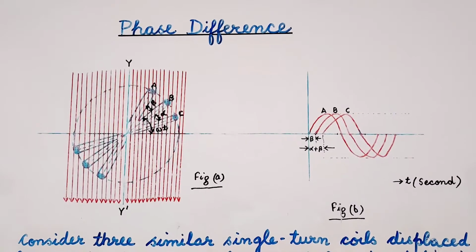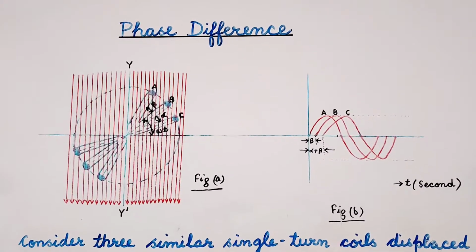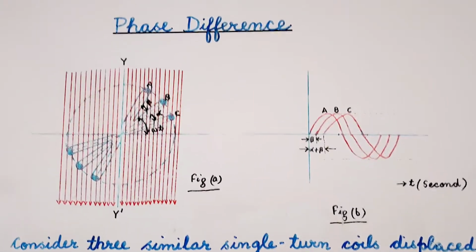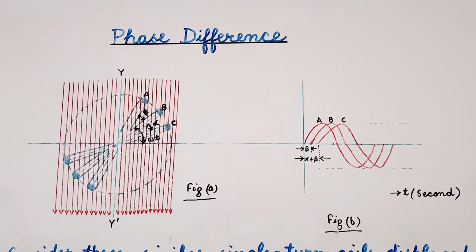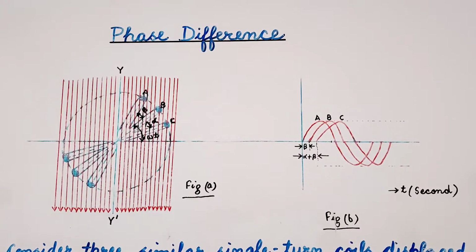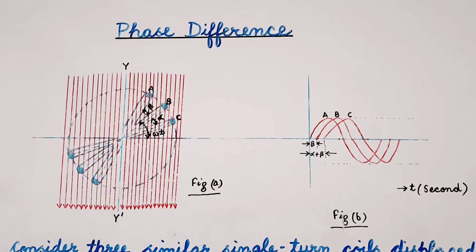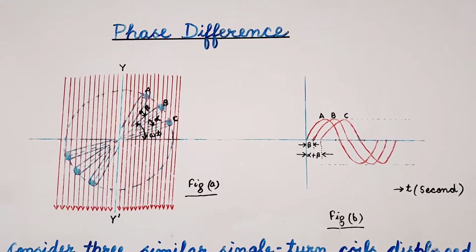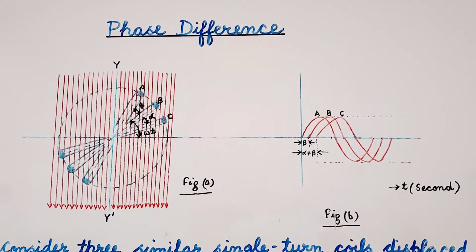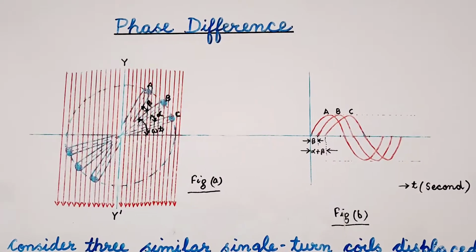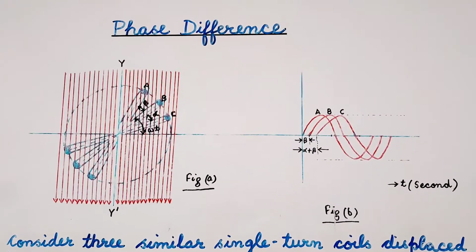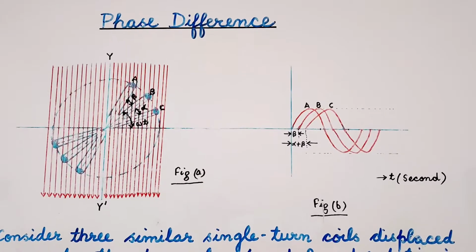and beta and rotating in a uniform magnetic field with the same angular velocity, as a result of which EMF will be induced in all the three coils. The values of the EMF induced in all the three coils will be the same, but there is one important difference. The EMFs in all these coils do not reach their maximum values or zero values simultaneously, but one after the other. The three sinusoidal waves are shown in the figure B.